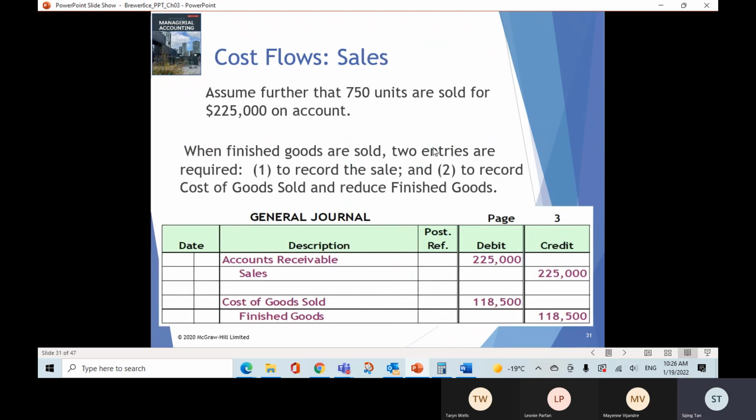Now, assuming further that 750 units are sold for $225,000 on account. When finished goods are sold, two entries are required. The first entry is we debit accounts receivable and credit sales. In the other journal entry, we need to record the cost of goods sold and reduce the finished goods. So we debit cost of goods sold and credit finished goods. So that is how the T account or journal entry works to show the flow of cost in a job order costing system.